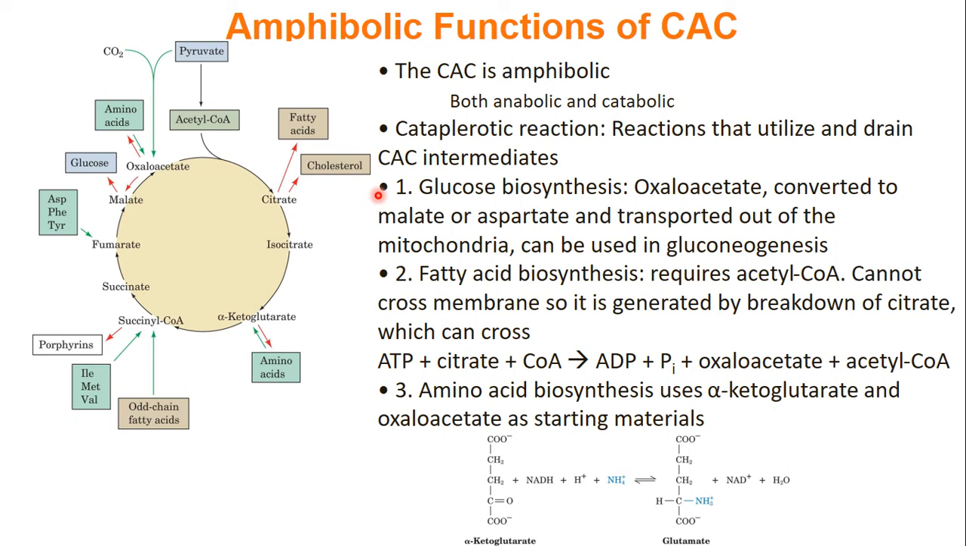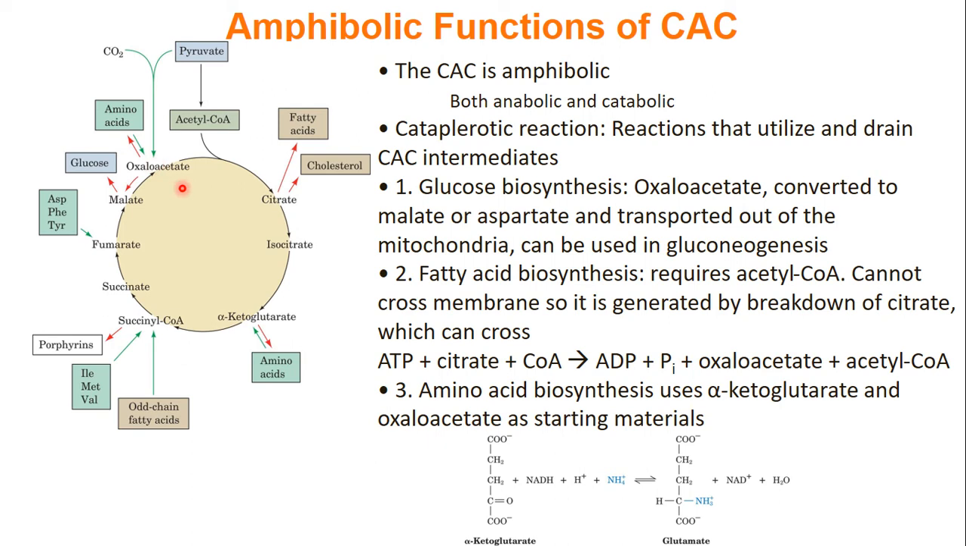intermediates. One we already talked about is gluconeogenesis or glucose biosynthesis. We can take oxaloacetate and we convert it to malate or aspartate. Once we convert oxaloacetate, it can be moved out of the mitochondria and can be used in gluconeogenesis. And we already talked about this in a previous video.